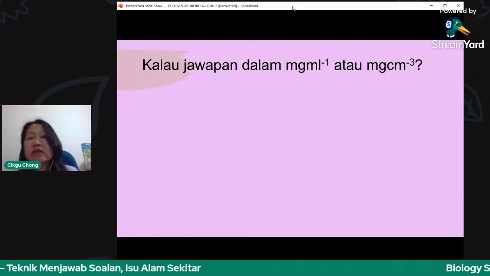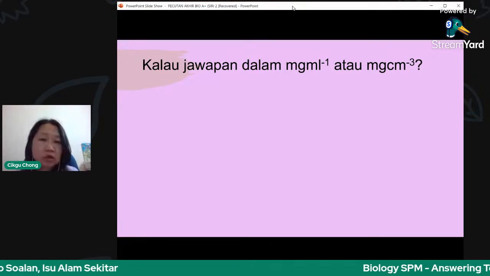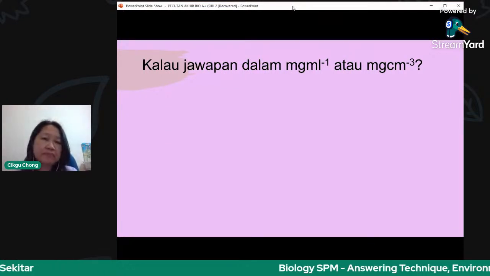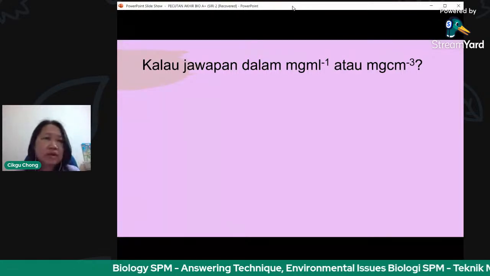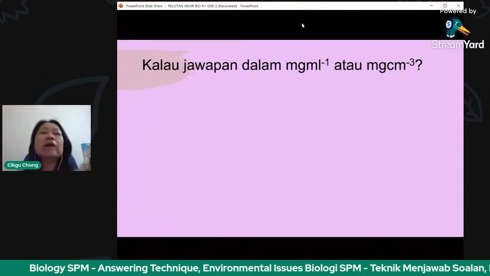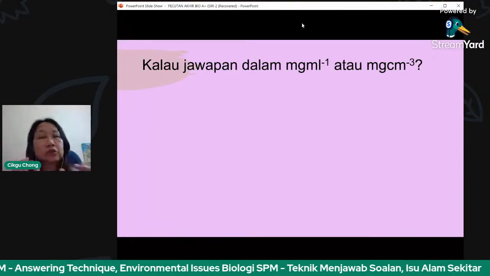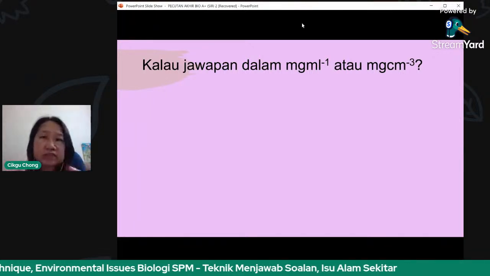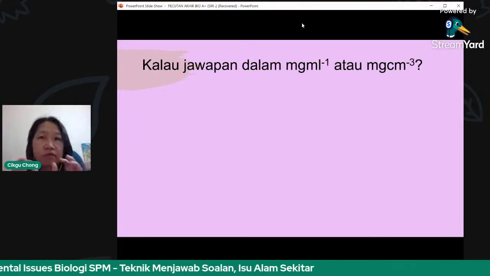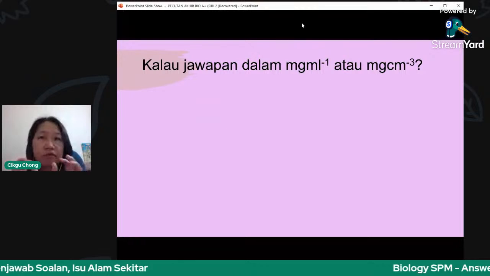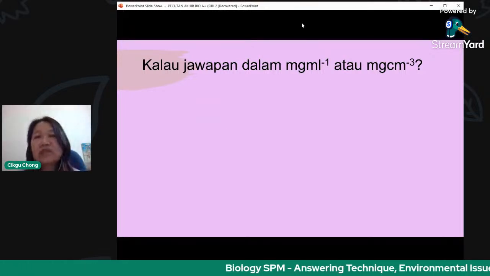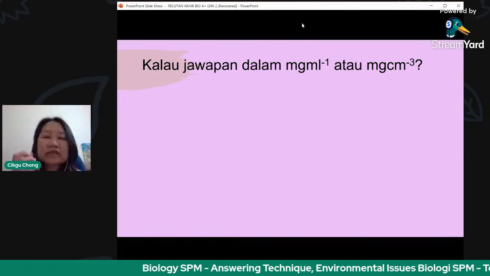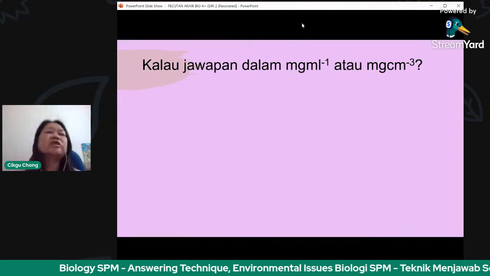1 ml is equivalent to 1 cubic cm. But the difference is why sometimes you use ml, sometimes you use cm cube. In terms of volume, they are both the unit for volume. They are referring to the same volume. So 1 ml is equal to 1 centimeter cube. But why are there two? Usually ml is used to measure liquids, the volume of liquid. For cm cube, you can use it for solids.